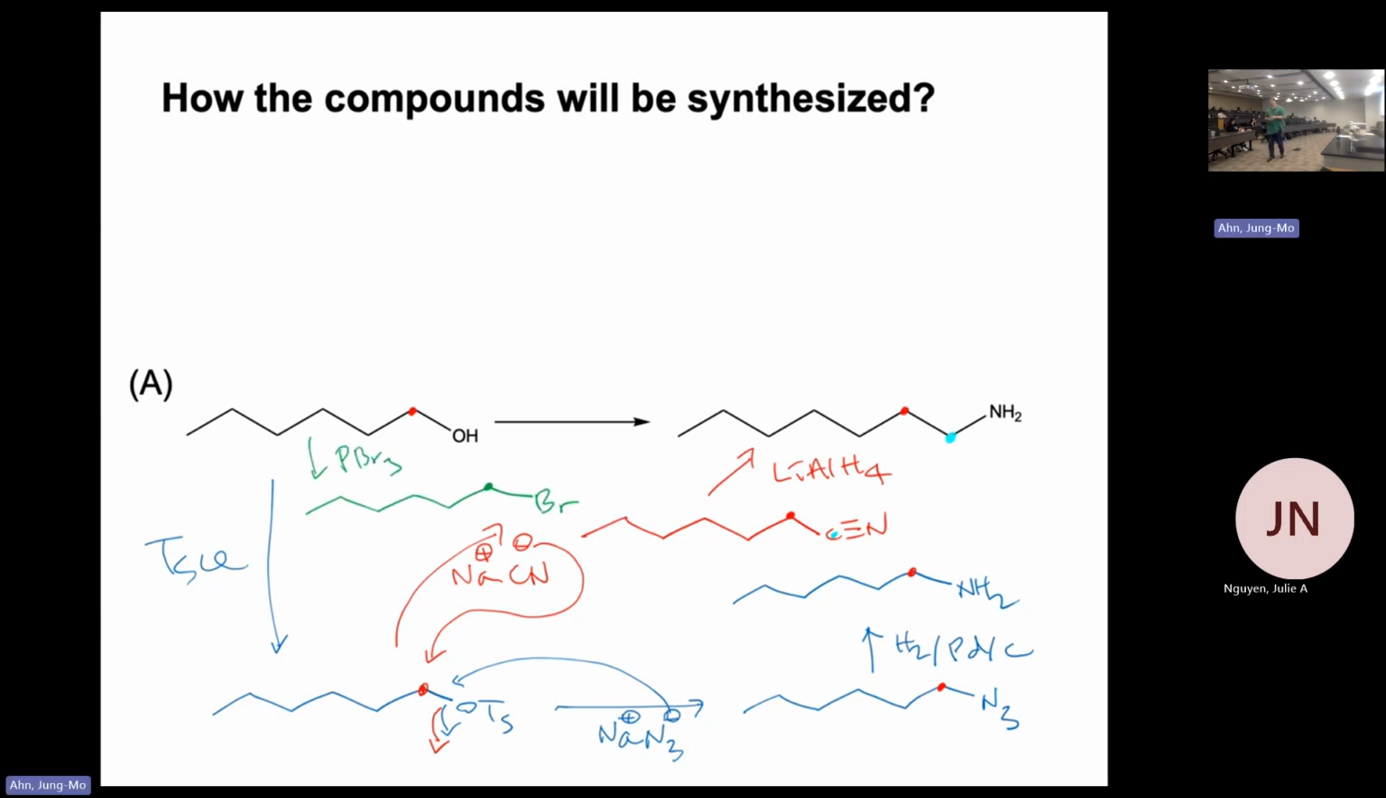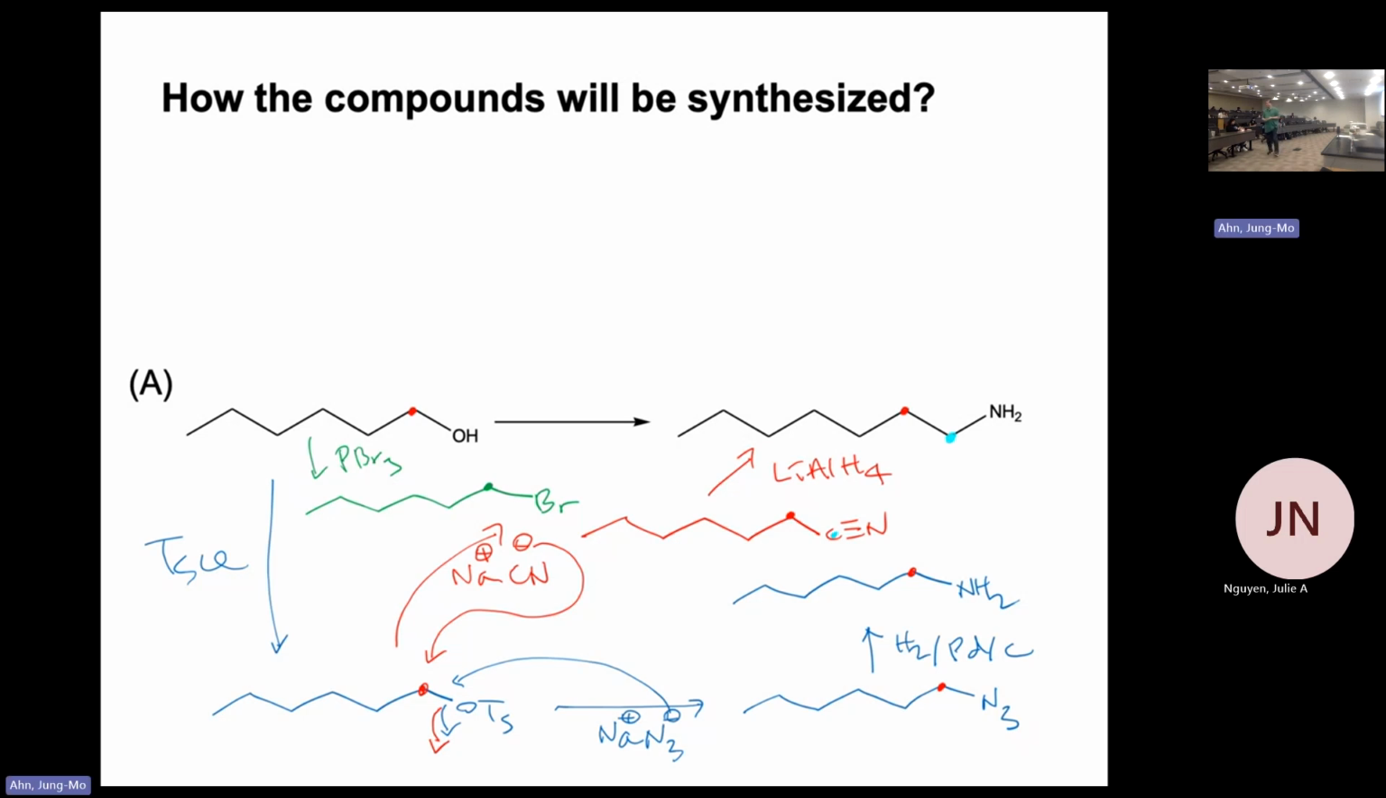It can be done with a halogen too. I mean, somehow you hate the tosylate, and it's okay. You can use the halide. You know how to convert an alcohol to the halide. If it's a bromide, you can use PBr3. If it's a chloride, you can use PCl3 or thionyl chloride. You got a choice of the reagents. So you can either do alkyl chloride, or you can do alkyl bromide.